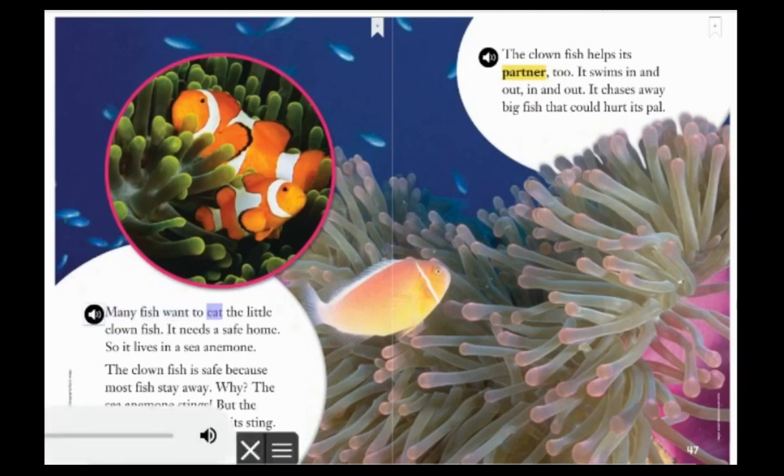Many fish want to eat the little clownfish. It needs a safe home, so it lives in a sea anemone. The clownfish is safe because most fish stay away. Why? The sea anemone stings, but the clownfish cannot feel its sting. The clownfish helps its partner too. It swims in and out, in and out. It chases away big fish that could hurt its pal.